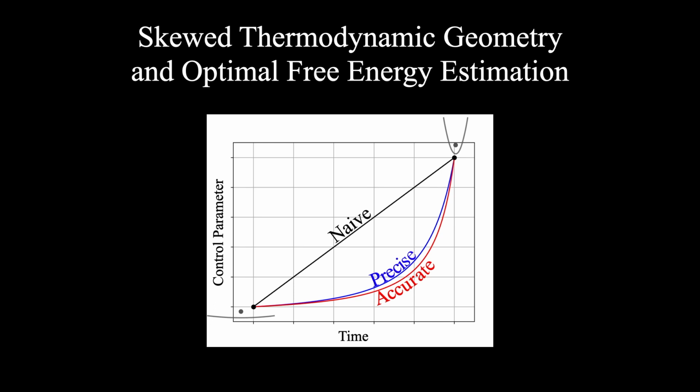For the specific case of a Brownian particle in a harmonic potential, where we change the stiffness of the trap as our control parameter, the optimal protocol for getting the best estimate of the free energy in terms of precision is given by this blue curve here, and in terms of accuracy by this red curve here. And we will show that these perform significantly better than the naive, that is the linear protocol, driving the system between the two states.